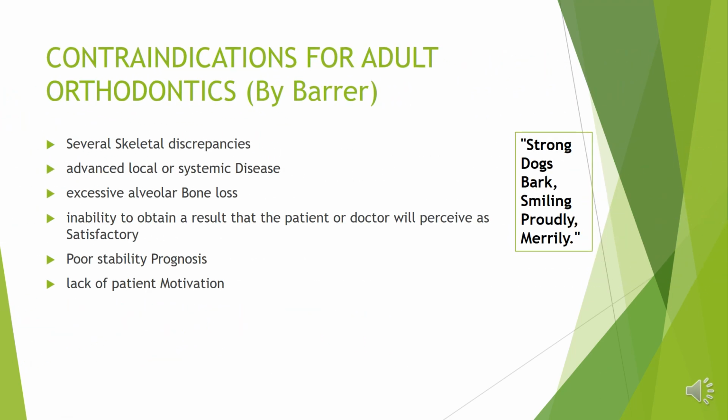Now coming to the contraindications for adult orthodontics, they were given by Barrer. Severe skeletal discrepancies, advanced local or systemic disease, excessive alveolar bone loss, inability to obtain a result that the doctor or patient will perceive as satisfactory, poor stability prognosis, and lack of patient motivation are all the contraindications. It can be remembered using the mnemonic strong dogs bark, smiling proudly and merrily.